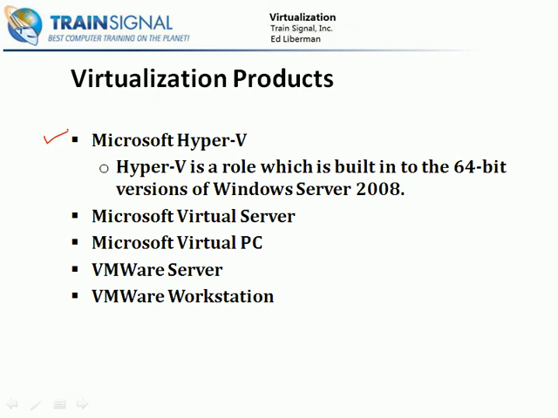Hyper-V is a role that's built right into the 64-bit versions of Windows Server 2008. Now, one thing I want you to keep in mind is even though you have to have the 64-bit version of Windows Server 2008, that's just to have Hyper-V installed, have this role installed, have virtualization available to you. Your virtual machines could still be a 32-bit operating system. Okay, so we can do both.